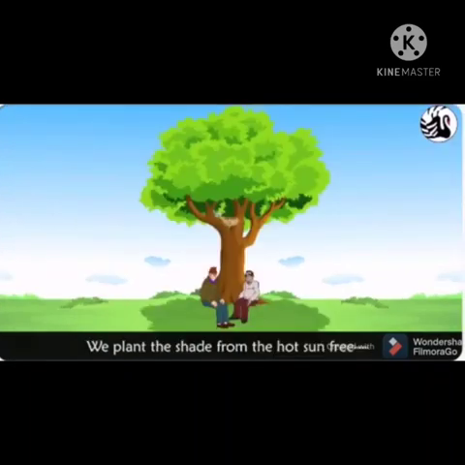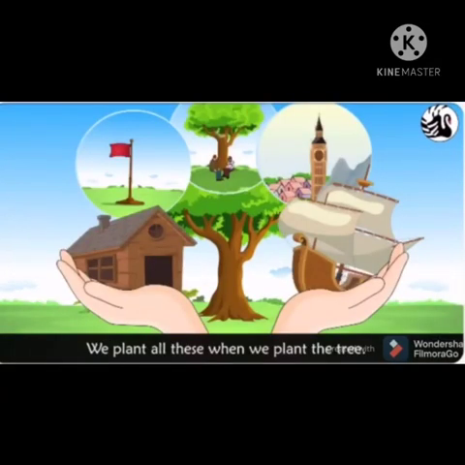We plant the shade from the hot sun free. Now, why do we plant the trees? To sit under the tree, and also because it gives us shade when it is very hot, in the summer season. Where do we all look for shelter? We go and sit under some shady trees. So the plants give us shade also. We plant all these when we plant the tree.